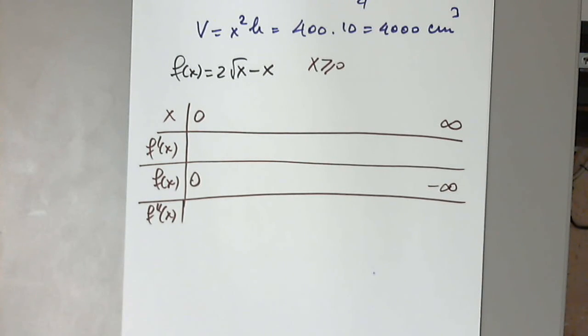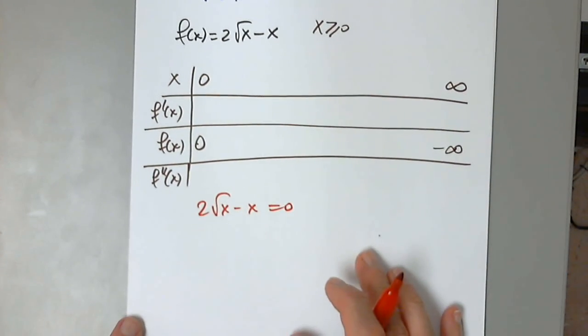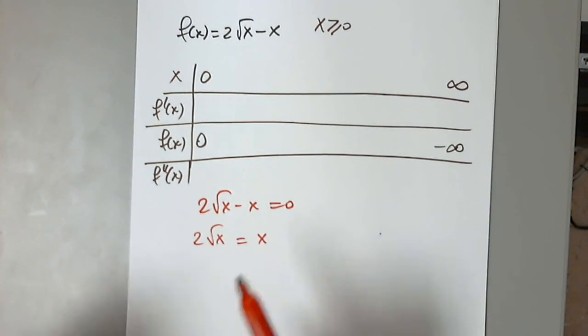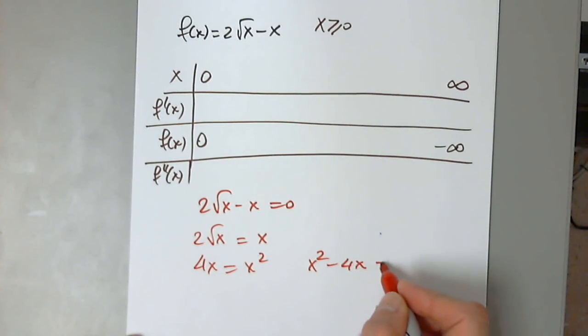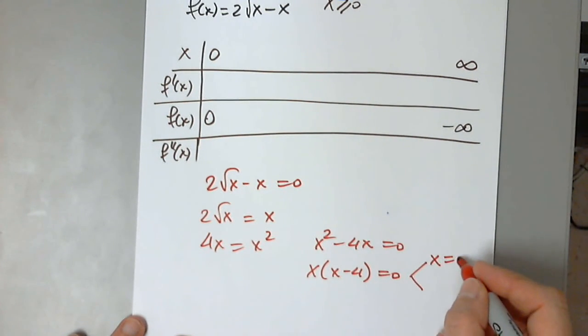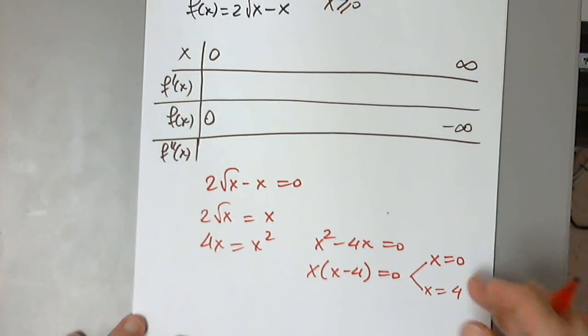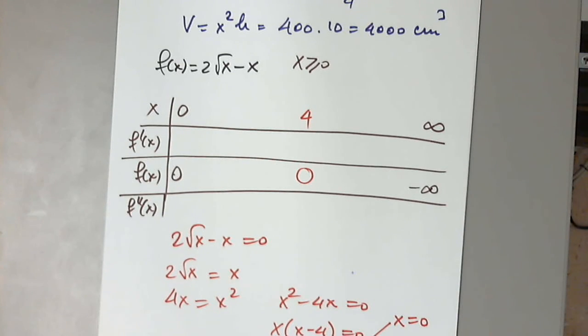Very good. So I have 2 the square root of x minus x equals 0. Careful with this, because this is a radical equation. How do I solve a radical equation? What should I do to both sides to solve this? Square. Yes, I have to square. So then I have 4x equals x squared, or x squared minus 4x equals 0, or x times x minus 4 equals 0, so x equals 0 and x equals 4. I already had the 0. I just need to put the 4 in.